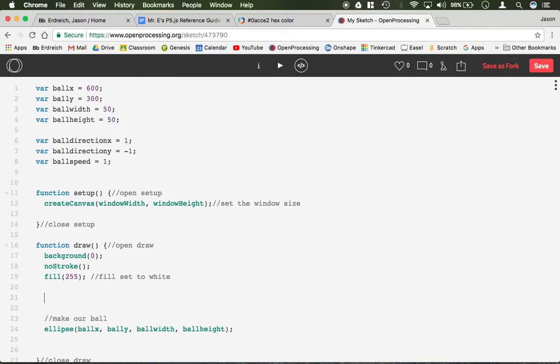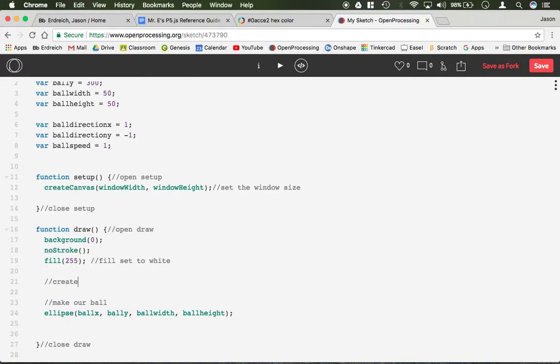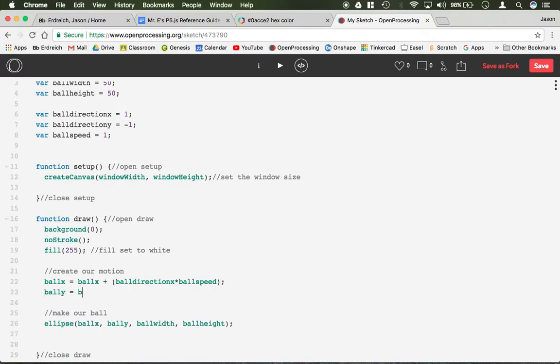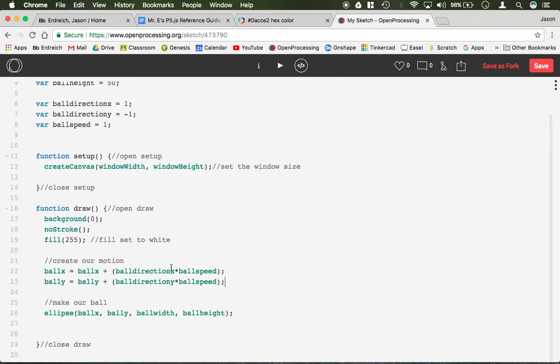In draw, above where we have our ball, we're going to create our motion. We're going to make the ball move based on direction and speed, and all we have to do is a very simple little equation here: ballX equals ballX plus, in parentheses, ballDirectionX multiplied by ballSpeed. And then we're going to do the same for y. So ballY equals ballY plus ballDirectionY times ballSpeed. What that's going to do is multiply the direction of x times speed and add that to the current x position. So it's actually going to move based on its direction and speed variables.